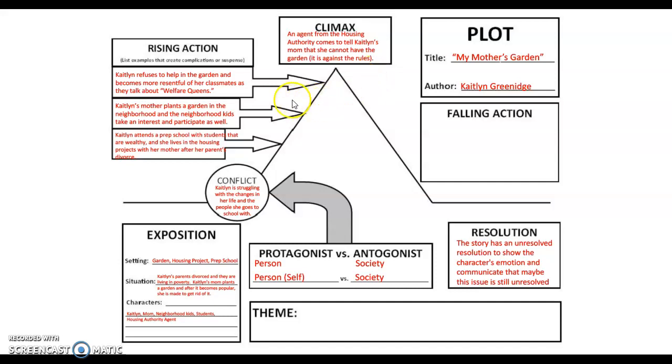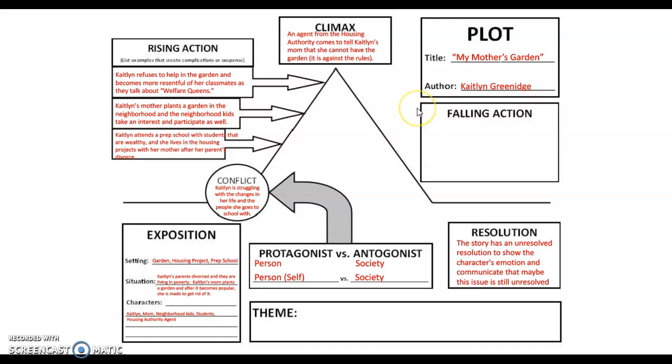Okay, so now that you have everything from the rising action written down and everything from the climax, we're going to talk about the falling action, the resolution. So falling action, basically after this point where the housing authority comes to tell Caitlin's mom that she cannot have the garden and it's against the rules, what happens after that moment? There's really only like one or two more sections of text at this point.